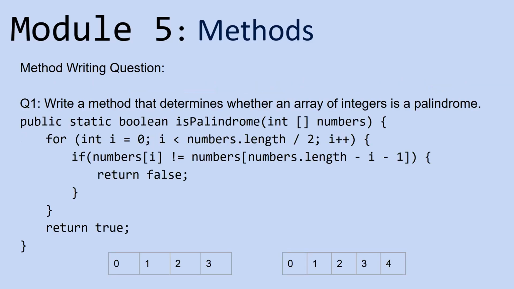All right, so we have public static, and I should use boolean for my data type, and so it's isPalindrome, and it'll return true if it is a palindrome and false if it's not. And it takes an array of integers. I just call that numbers.